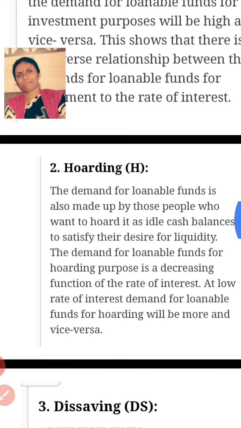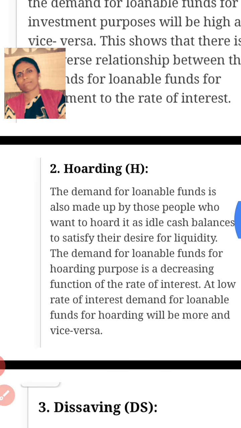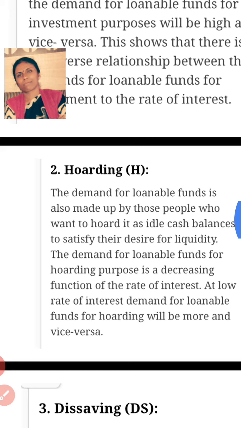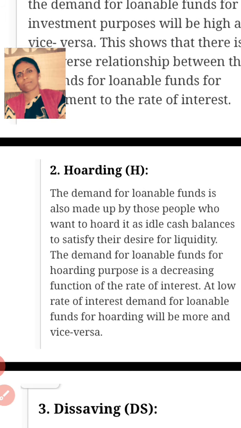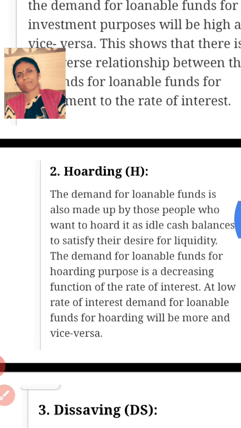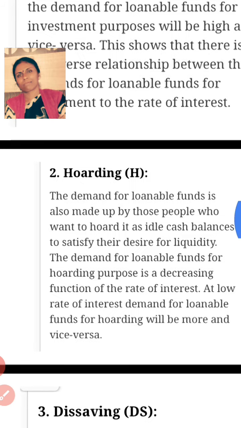Why do they need liquid cash with themselves? For three purposes: transaction purpose, precautionary purpose, and speculative purpose. Why for a transaction purpose? To meet day-to-day expenditure. And why for a precautionary purpose? To meet unforeseen conditions. And speculation means to enjoy the ups and downs in the market. So they want loanable funds for hoarding purposes.